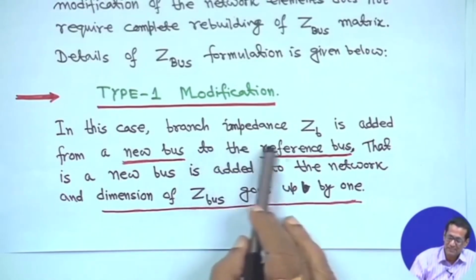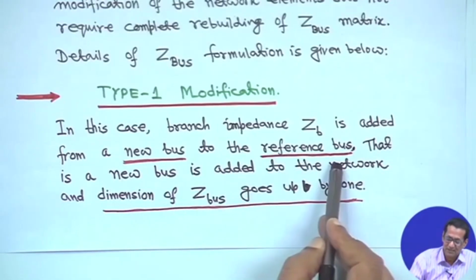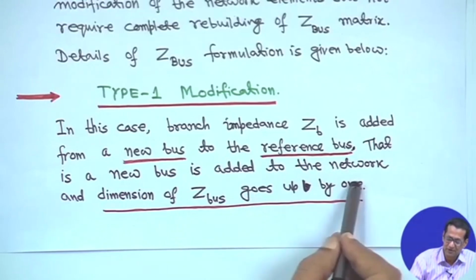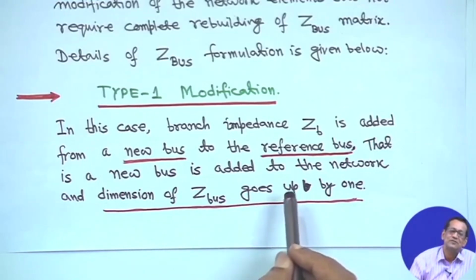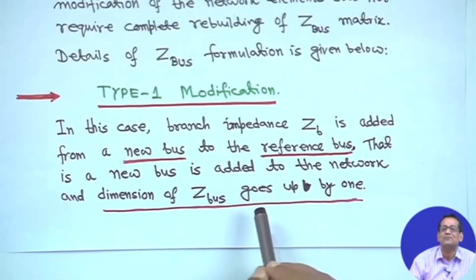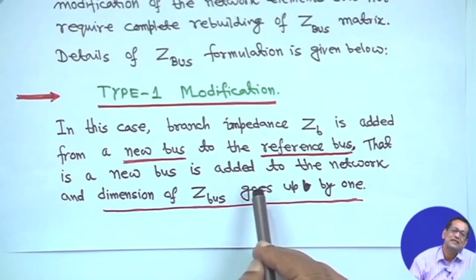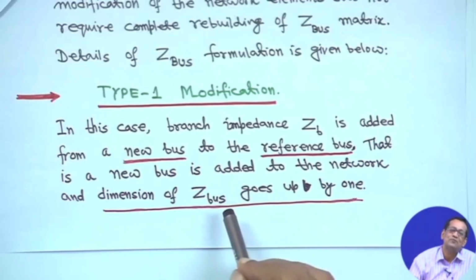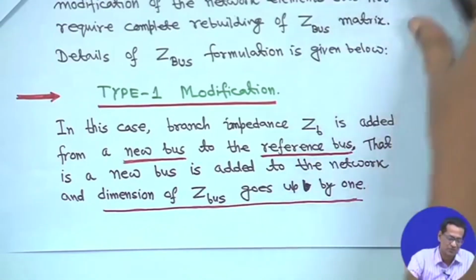In this case, branch impedance ZB is added from a new bus to the reference bus, that is, a new bus is added to the network, and the dimension of Z bus goes up by 1. That means, suppose you have an n bus problem and you are adding a new bus, the Z matrix dimension will increase by 1. Suppose it is a 10 bus problem, Z is a 10 by 10 matrix, and you are adding one more bus, the 11th bus. So, Z bus will be an 11 by 11 matrix, so it goes up by 1.